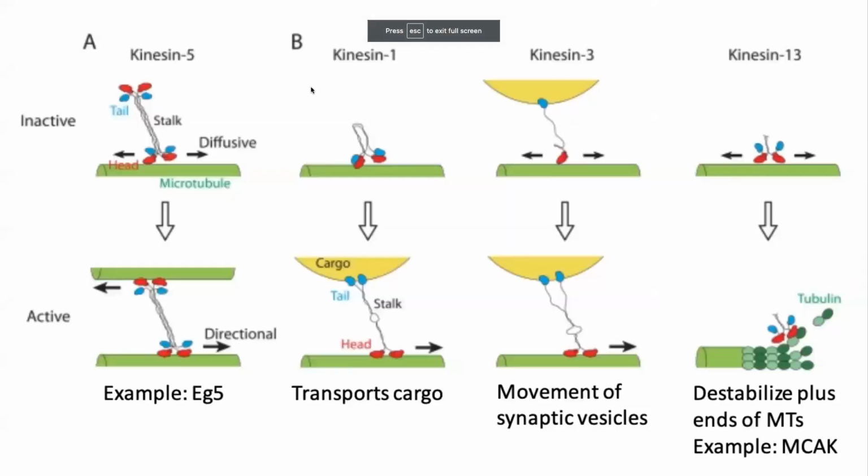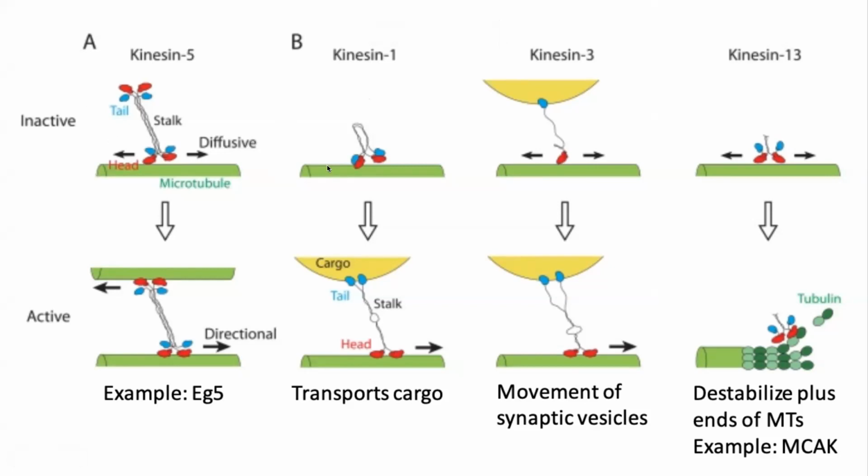So these are just the different kinesins. Kinesin 5 is a tetramer, so it has 4 different components, and it has both heads and tails on either end. So when it's active, it can bind to overlapping microtubules. This is important for cell division so that the different poles get separated.